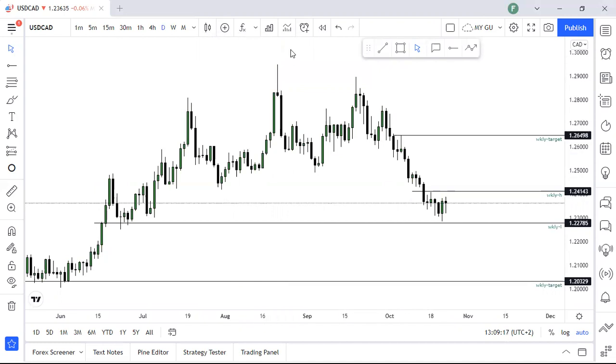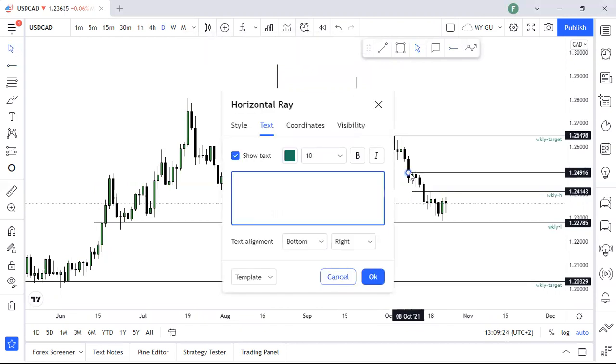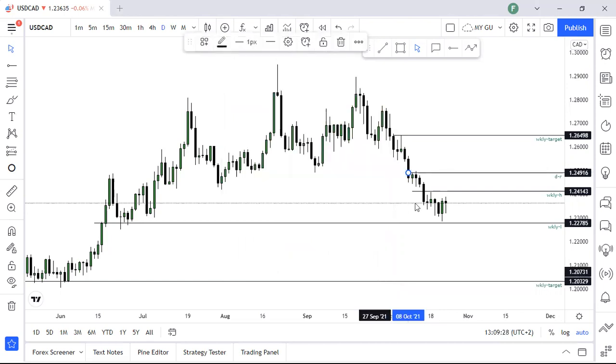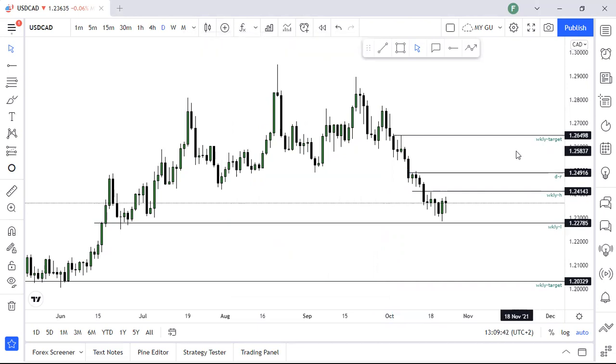The only thing that we could add could be this resistance. So we're going to highlight that as daily resistance, right? Because for price to get to our weekly target, price will have to break this resistance, all right? So that could be your first target. Before price reaches your weekly target, this would be your first target, and then from there, you can get price to reach the weekly target, all right?